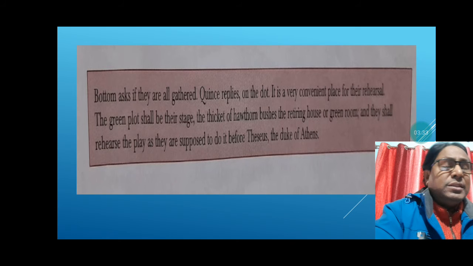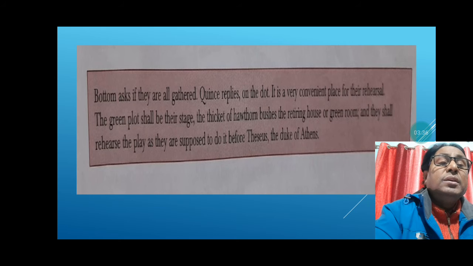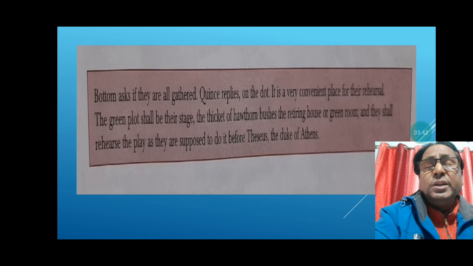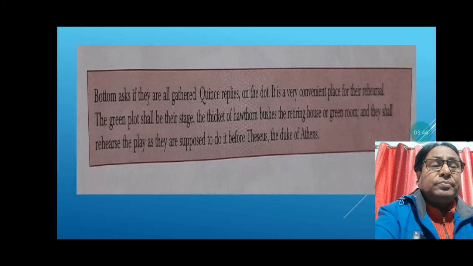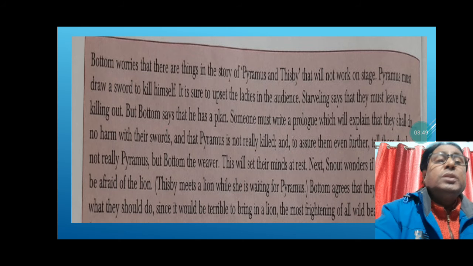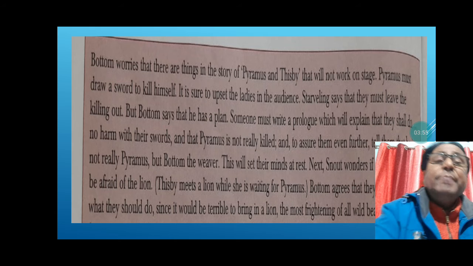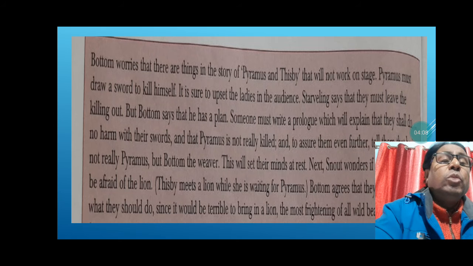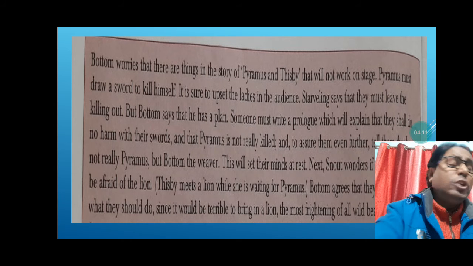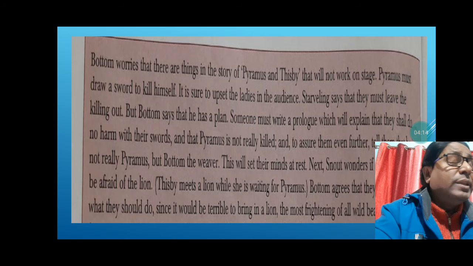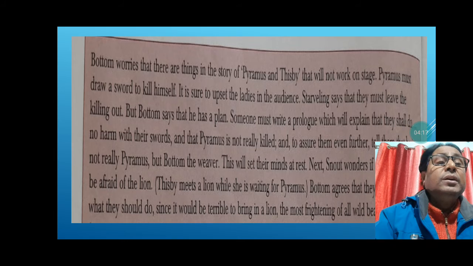They are going to perform this before Theseus, the Duke of Athens. Theseus was the Duke of Athens, and they were going to perform the rehearsal in front of Theseus. So let us see here what happened, how the story proceeds and progresses. The drama that is here in the story, the play. Bottom worries that there are things in the story of Pyramus and Thisbe that will not work on a stage. There were some problems. He expresses his concern that it was not possible to perform there. What were those problems? Hindrances they could face there.